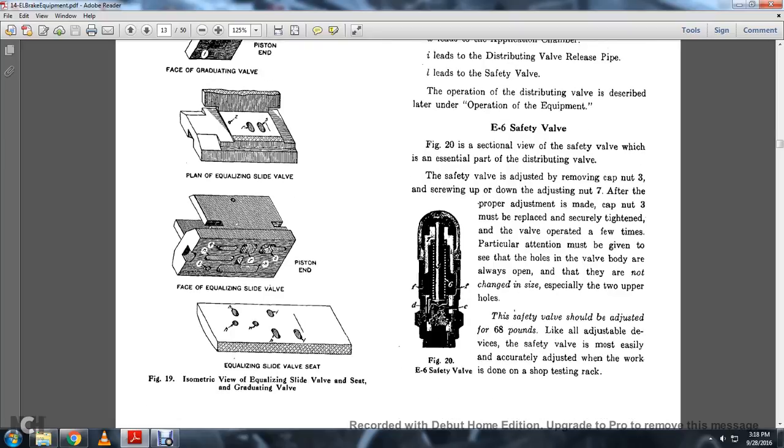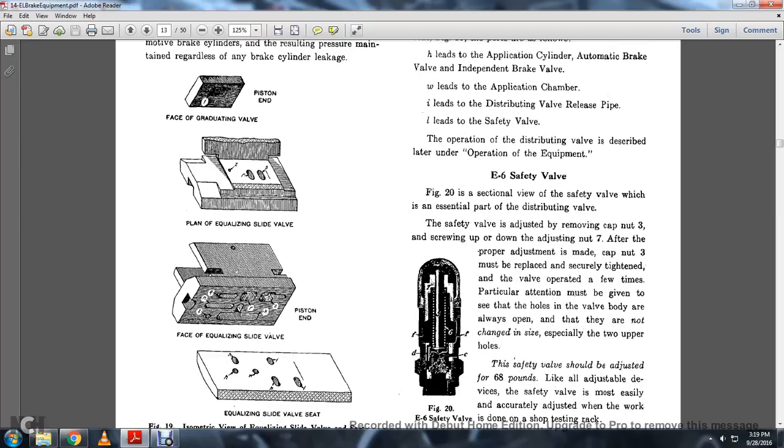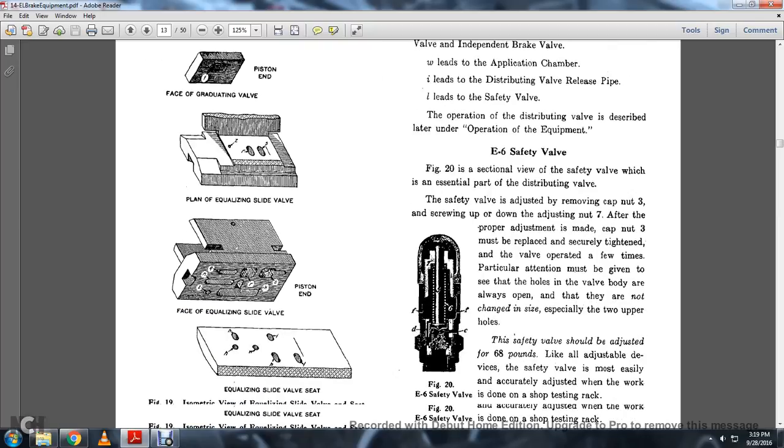Figure 19 shows an isometric view of the equalizing side of the valve: the graduating valve, the equalizing slide valve, and the equalizing slide valve seat.